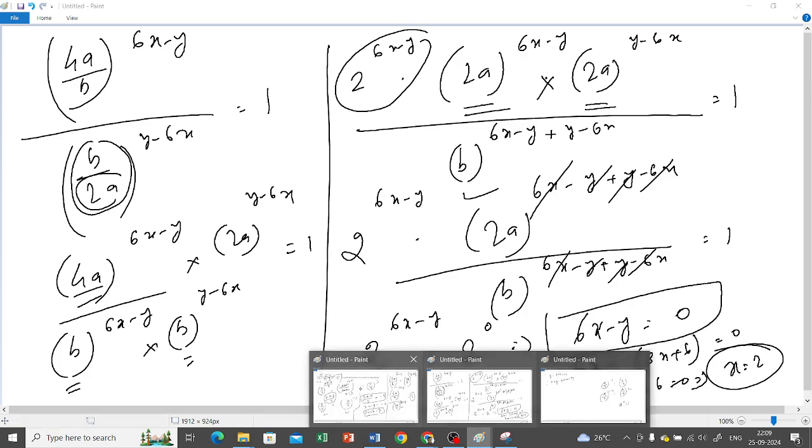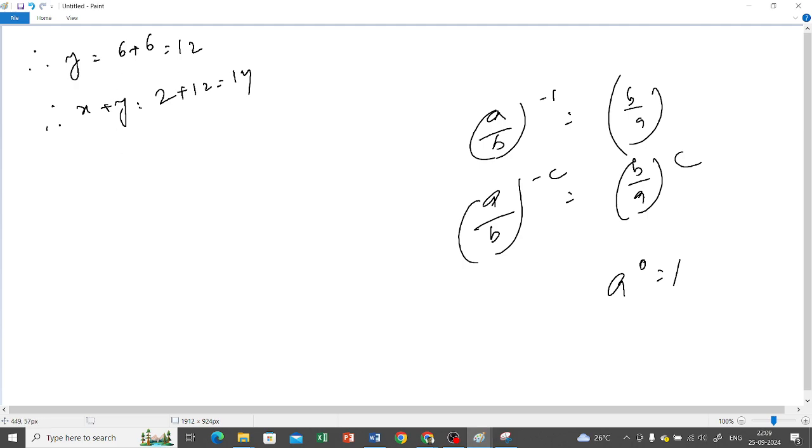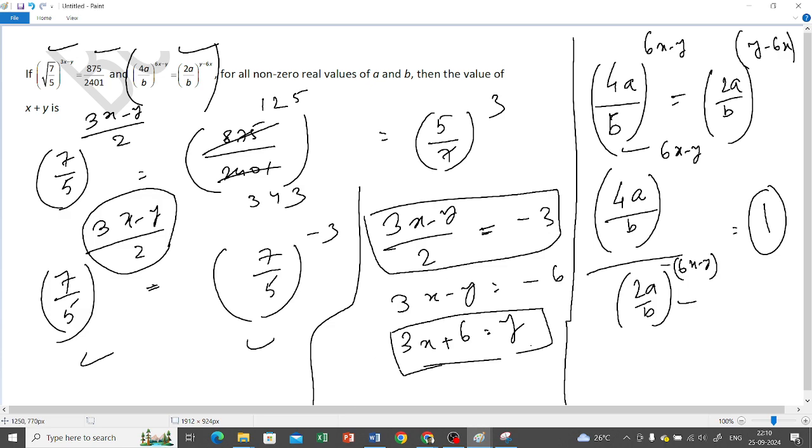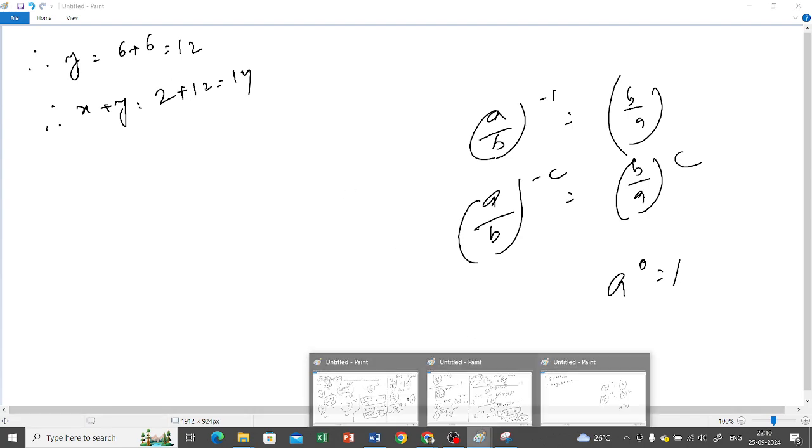Now what is y? y is 3x plus 6. On solving this, we get x equals 2. And what will be y then? y will be 6 plus 6, because from this equation only we got x, find out y. Once you get y, you will get 14. That's it, finish.